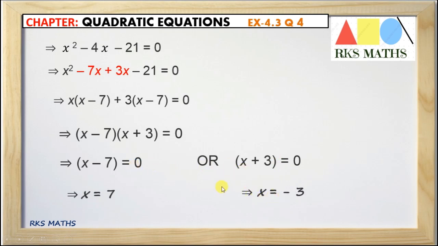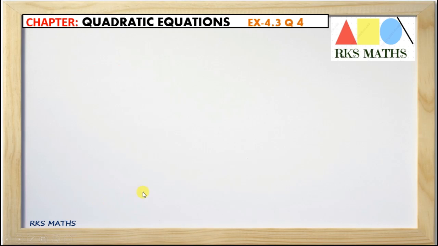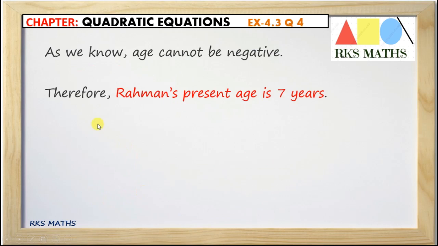Student, just recall what was x. X was actually the present age, and we know that the present age cannot be negative. So we will be rejecting this x is equal to minus 3. So what is left? X is equal to 7. So therefore Riemann's present age is 7 years.